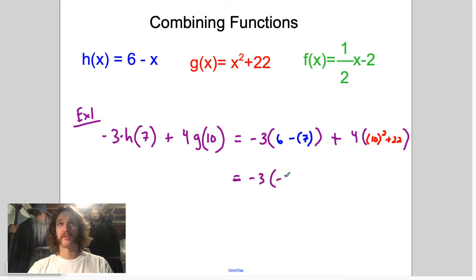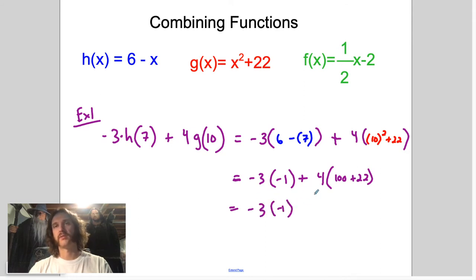-3 times 6 minus 7 is -1. Now for the fun stuff. Plus 4 times, a lot. 10 squared is 100 plus 22. So I'm just going to do this one step at a time. I'll keep this the same because I already know what it is. I'll do the multiplication step at the same time here in just a minute. That'll be plus 4 times 122.